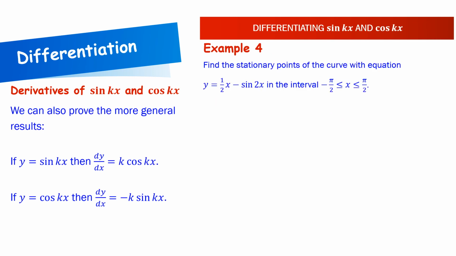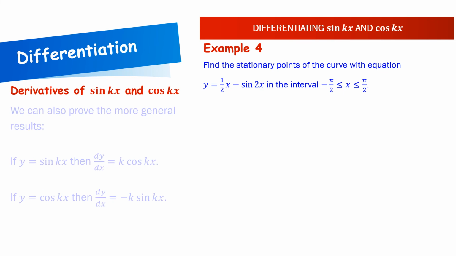Now let's take a look at another example. Pause the video and have a go. Press play when you're ready to view the solutions. We are required to find the stationary points of the curve with equation y equals a half x minus sin 2x in the interval x greater than or equal to minus pi by 2 and less than or equal to pi by 2. So let's solve this.